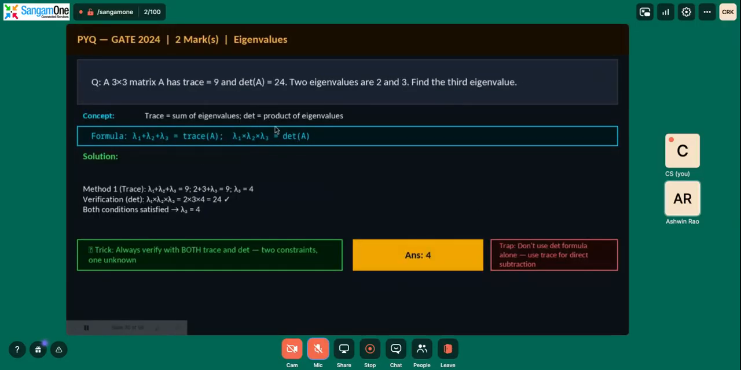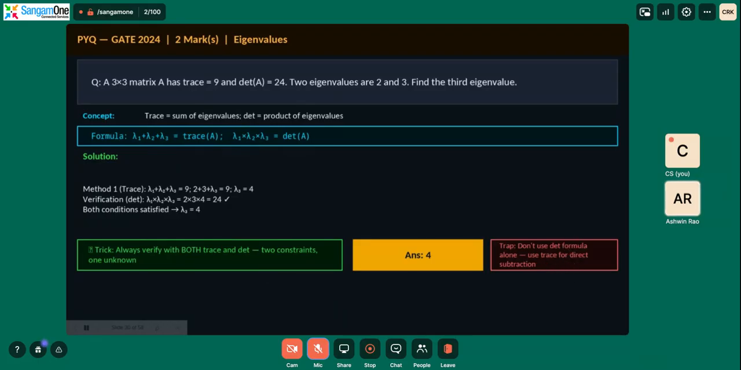Sorry, lambda 1, lambda 2, lambda 3 product gives the determinant, whereas trace is lambda 1 plus lambda 2 plus lambda 3. Please note down this formula. Based on this formula, you can calculate with the given eigenvalues 4 and 2. Then both conditions are satisfied. Lambda 3 is equal to 4. Answer is 4. The third eigenvalue is placed here.